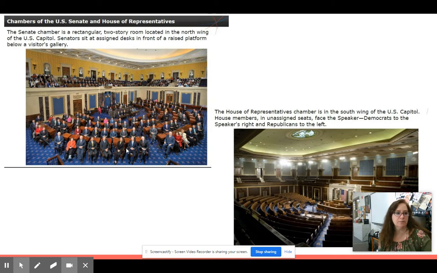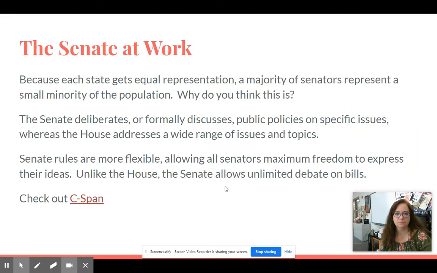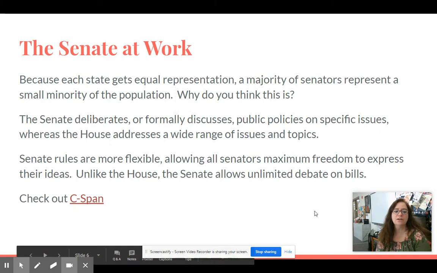And even if you think about in a school and how many people you know, maybe you know about 100 people or know at least who 100 people are in a school, but there's no way to know 435 people if you work in a building. So the Senate is a more intimate setting. All right, so the Senate at work.